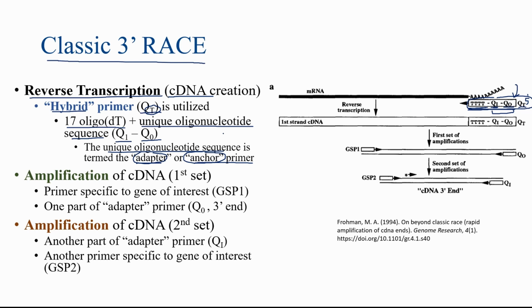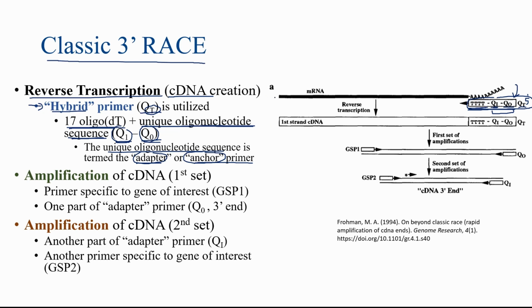So in the case of QT, this is a hybrid primer that has different parts, but within the unique oligonucleotide sequence are the Q internal and the QO, and both the Q internal and the QO will be used separately as primers in the amplification steps of our cDNA product.